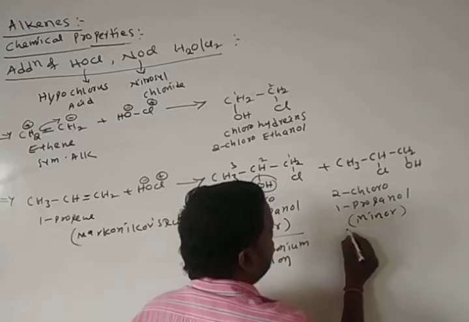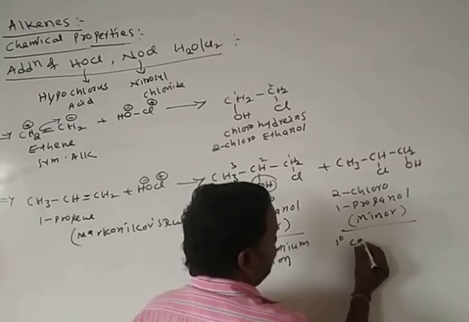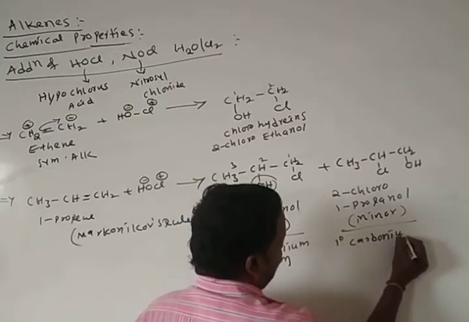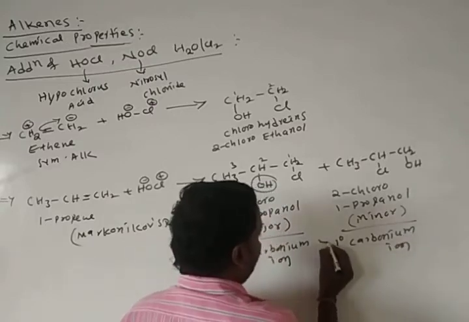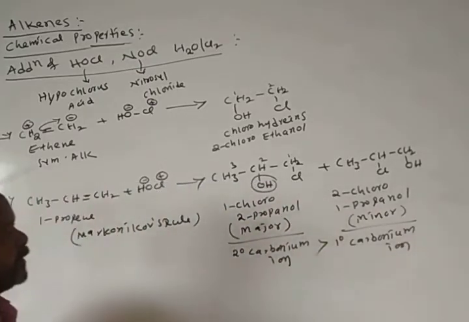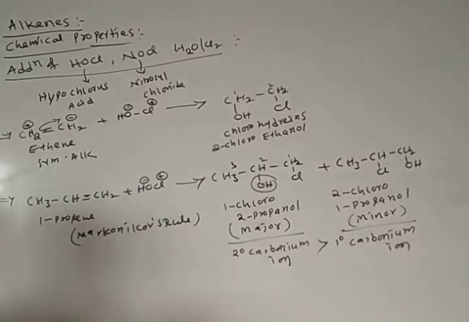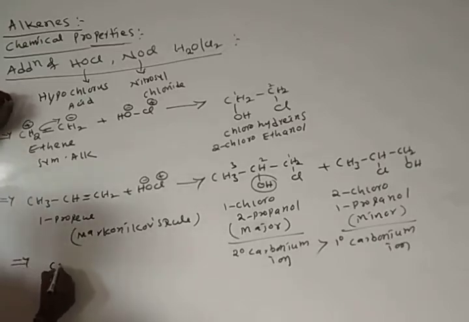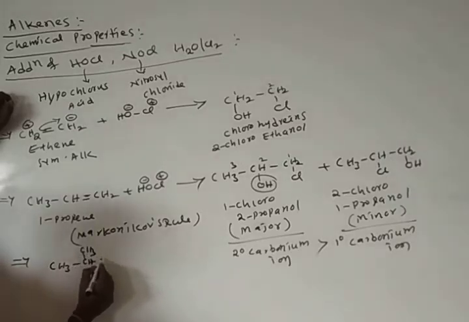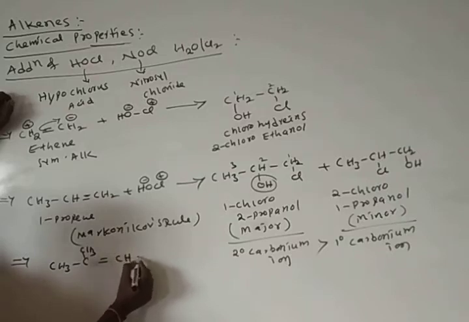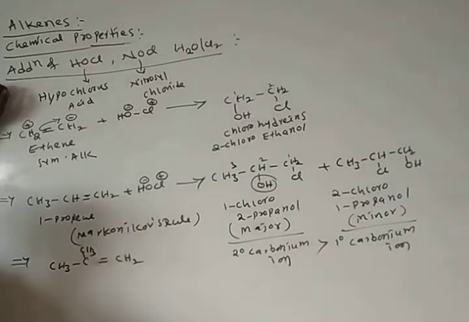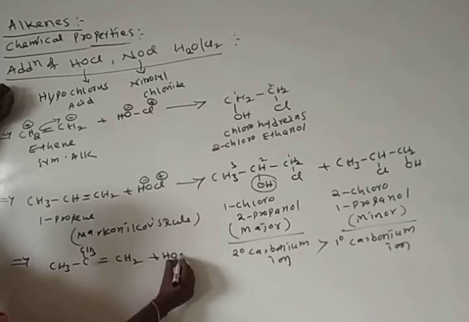Why is it the minor product? It proceeds through a primary carbocation. The secondary carbocation is more stable than the primary carbocation. That's why we get this molecule. Okay, and right here CH3, CH, double bond CH2 plus HOCl.